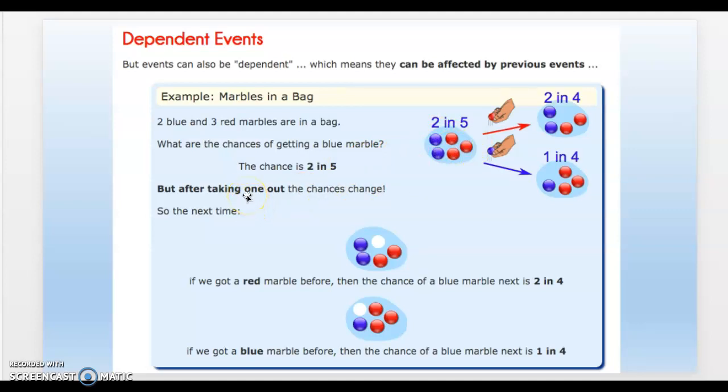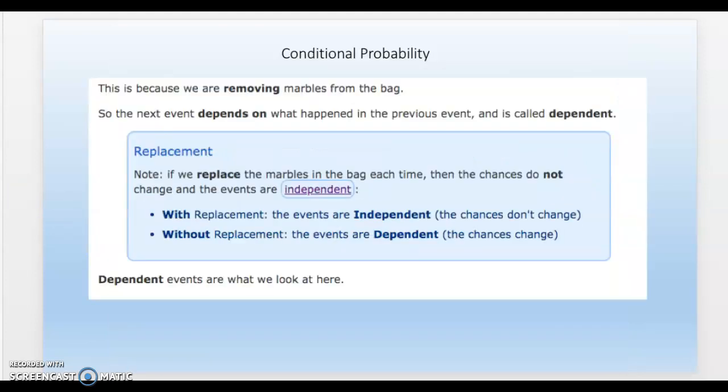But after I take one out, now what are the chances of getting a blue marble? Well, it depends. If I took a red marble out the first time, now my chance of getting a blue one is 2 out of 4. But if I took a blue one out the first time, now my chance is only 1 out of 4. So it depends on what happens on the first selection. This is because we're removing marbles from the bag. The second event depends on the previous event. That's what we call dependent.